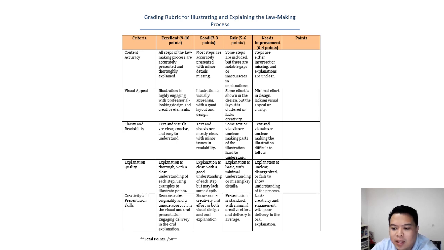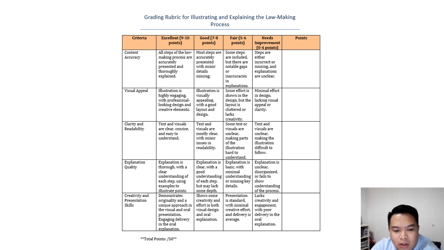You will get another 10 points for visual appeal, meaning the illustration is highly engaging and professional looking. It must not be just anything; it must be a professional looking design with creative elements. The third criteria is clarity and readability. The text and the visuals must be clear, not too small. It must be concise and easy to understand.